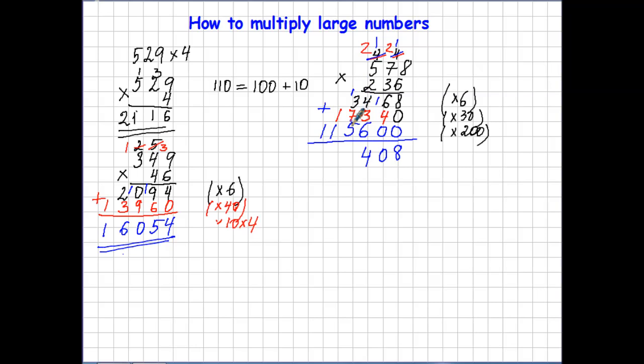1 plus 3 plus 7 plus 5. 3 plus 7 is 10. Plus 1 is 11, plus 5 is 16. So we have 6 here and 1 on top of the next digit. 1 plus 1 plus 1 is 3. And 1 at the front. So here we are. We've got our answer, 136,408.